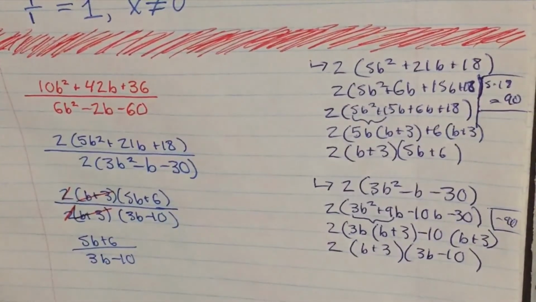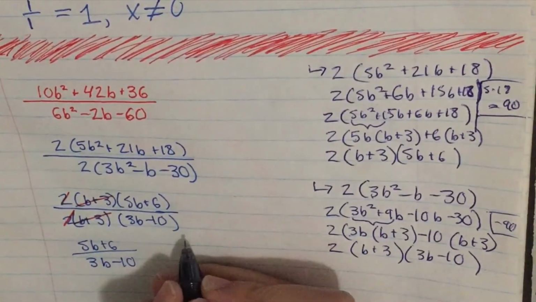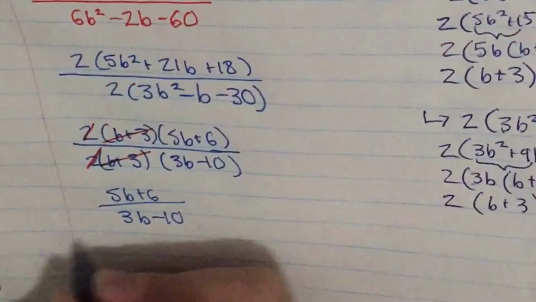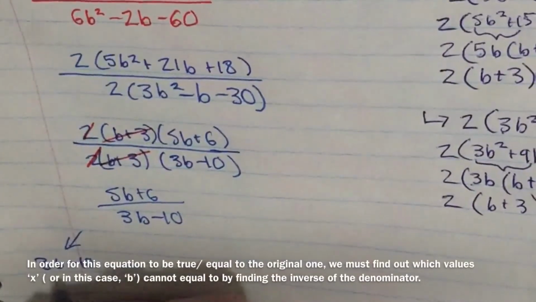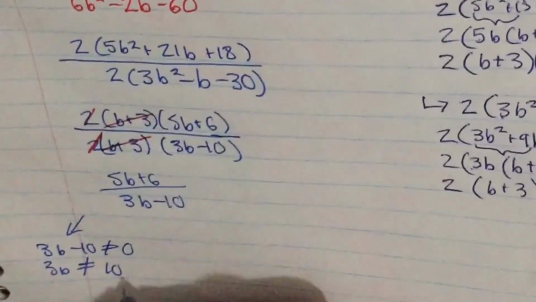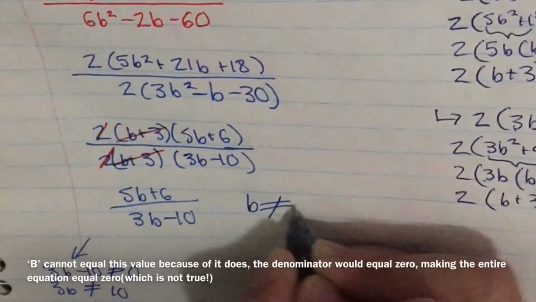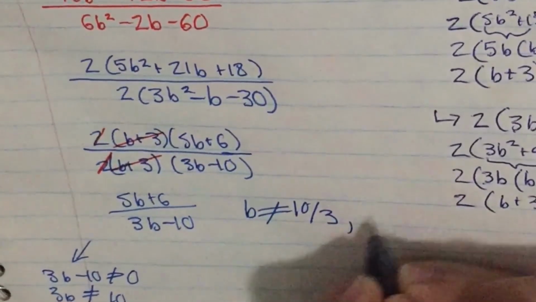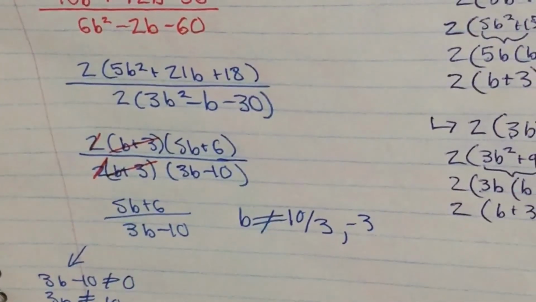However, there's one thing we still need to do. We need to add restrictions on what b can be, because, as we know, the denominator cannot equal 0, or else this won't be an equivalent expression. So on the side, we're just going to set 3b minus 10 to find the opposite. We also got to account for these two. b cannot be equal to negative 3, which is the opposite. So yeah, that's it.